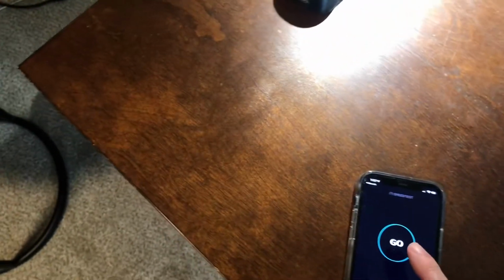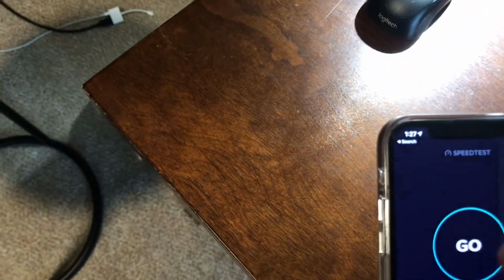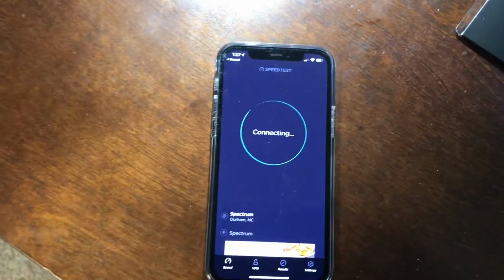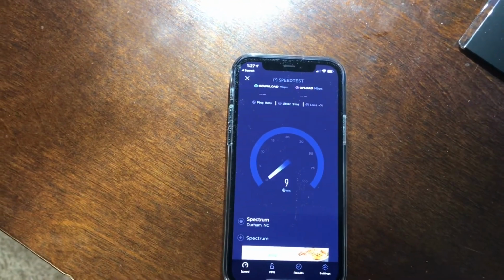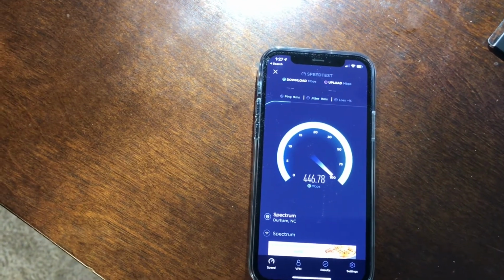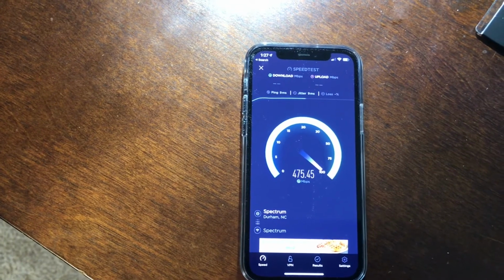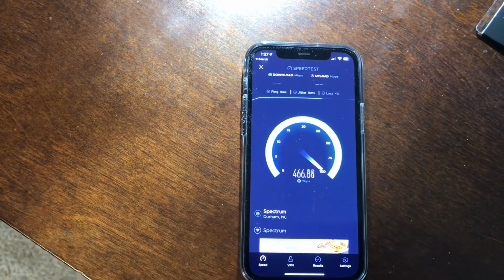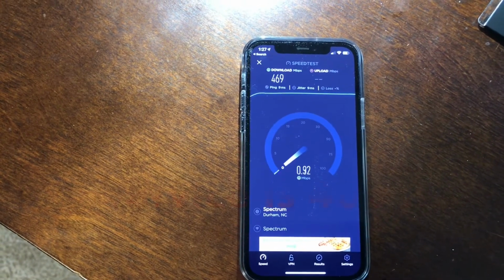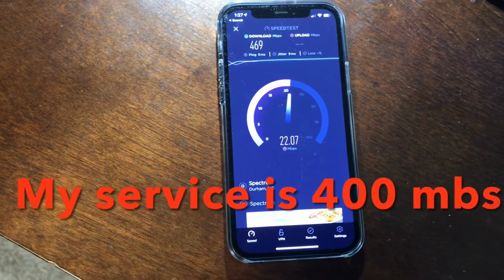So now I'm on the second floor. I'm using the Spectrum speed test on my iPhone, and let's see what I'm going to get here. So I'm really far from my router. I'm supposed to be at 400 megabits per second, and it looks like I did 469. Pretty good, and I'm really far from my router.